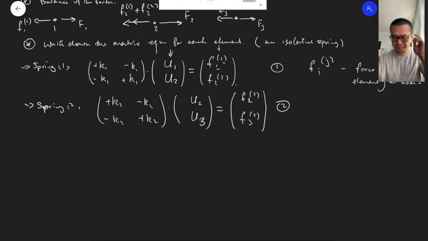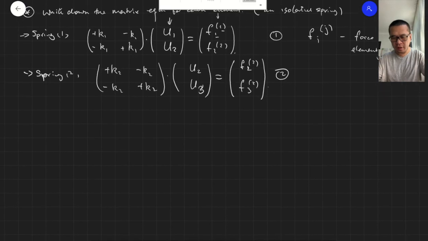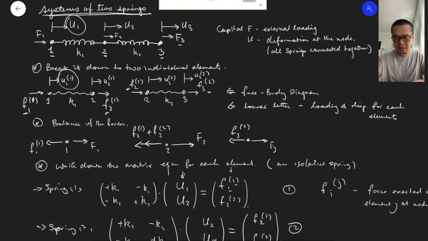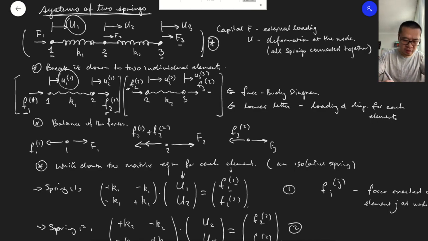Now we have two equations, but what you're looking at is the behavior of this whole system, right? We have this system as a whole, but we set up the equations for two systems. Now the problem is how we're going to combine these two systems back to the whole thing. We want one equation for the whole system. We don't want two equations for two elements, right?